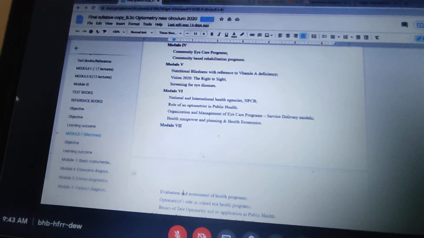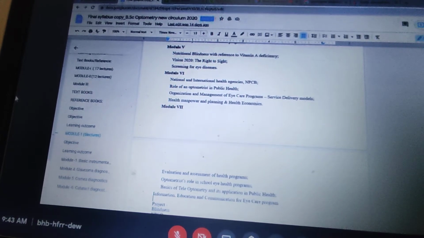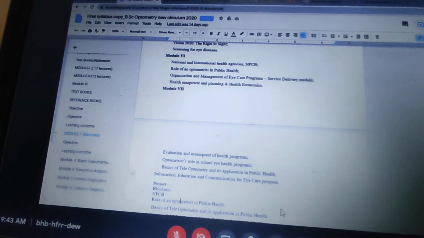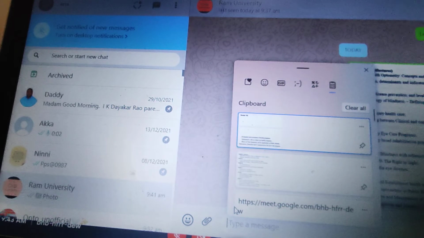Okay, and in module number 7, here you will be learning evaluation and assessment of health programs, and what is the role of the optometrist in school eye health programs. Okay, and also you will be getting very basic knowledge about what is teleoptometry, what is the use of teleoptometry, and information, education and communication for eye care programs. So all this you will be learning in these 7 modules.